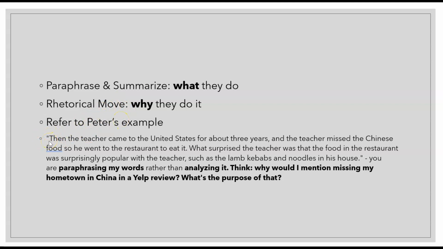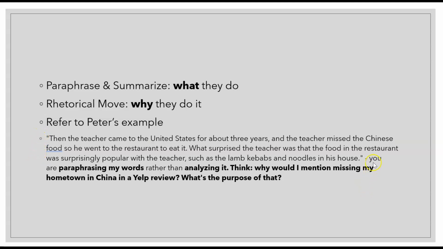When he attempts to analyze the review I wrote, he says, "Then the teacher came to the United States for about 3 years, and the teacher missed the Chinese food, so she went to the restaurant to eat it. What surprised the teacher was that the food in the restaurant was surprisingly popular with the teacher, such as the lamb kebabs and the noodles in his house." Alright, so this is not actually analysis. This is just recapping or paraphrasing and summarizing of what I wrote already.